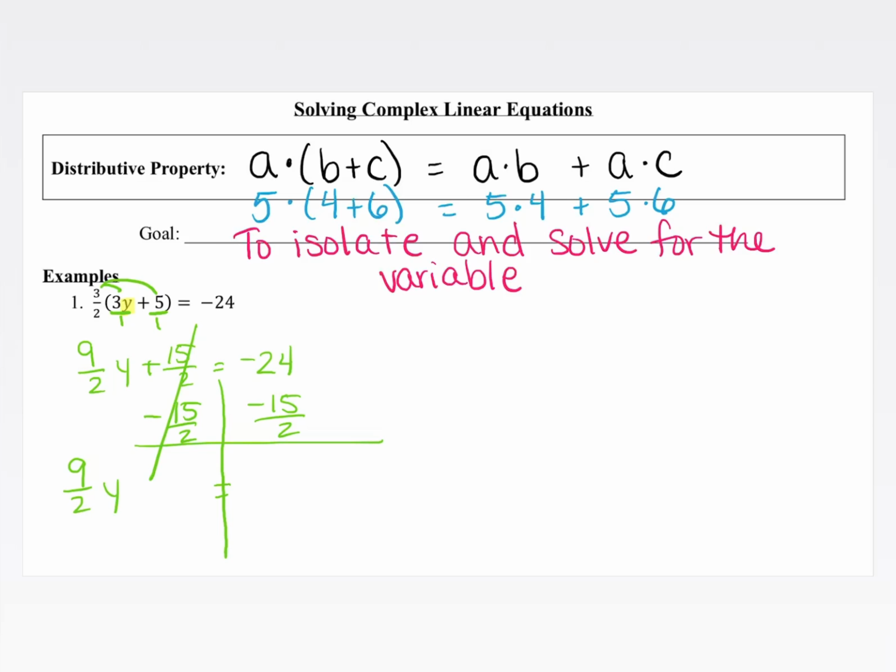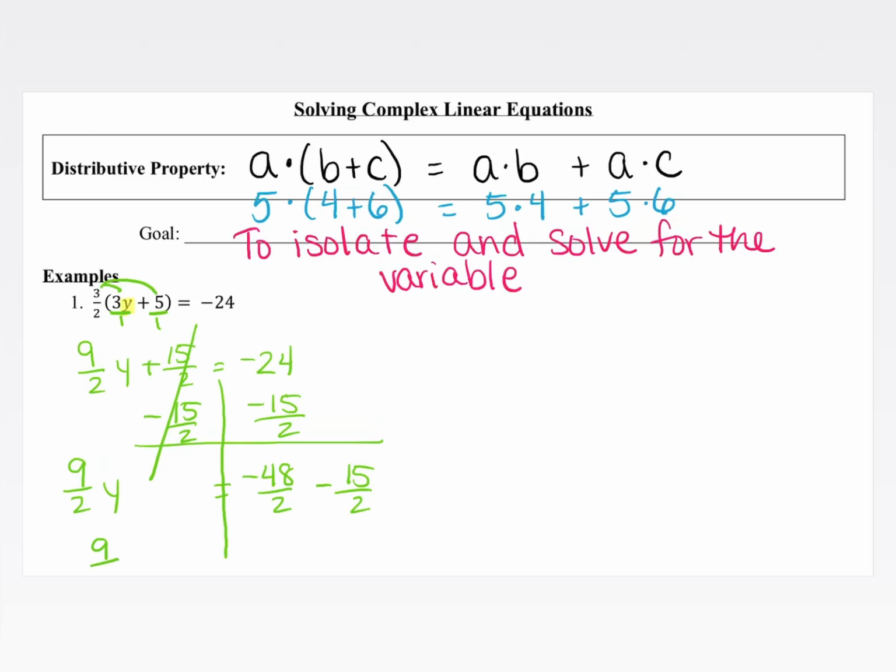And on the right-hand side, we have negative 24 minus 15/2. Now, they do not have a common denominator, so we cannot just do negative 24 minus 15. Instead, we need to convert this. Negative 24 is the same thing as negative 48/2. And then we're going to take away 15/2. Now that they have the same denominator, we can subtract our numerators.